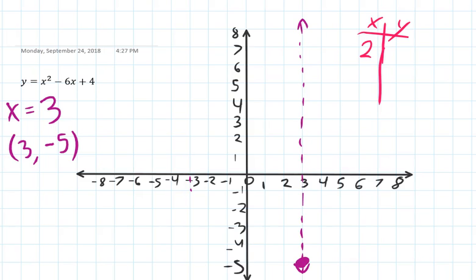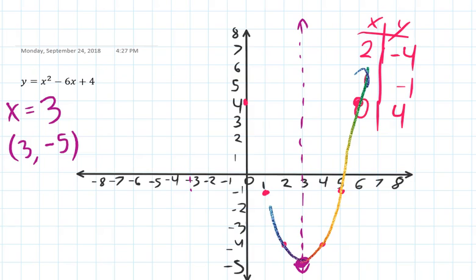If I plug in 2, I get 4 minus 12 plus 4. I get negative 4, so 2, negative 4 is on my graph. By mirror symmetry, it's 4, negative 4. If I plug in 1, I get 1 minus 6 plus 4, which is negative 1. So 1, negative 1. 5, negative 1 must also be a point. My y-intercept, if I plug in 0, I get 4. 0, 4. By mirror symmetry, also 6, 4. So my graph, this is going to be a fun one. Ready for this? This looks something like this. But a little less janky.